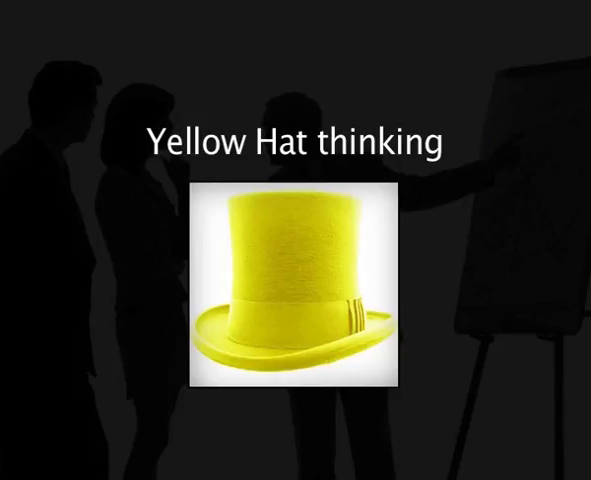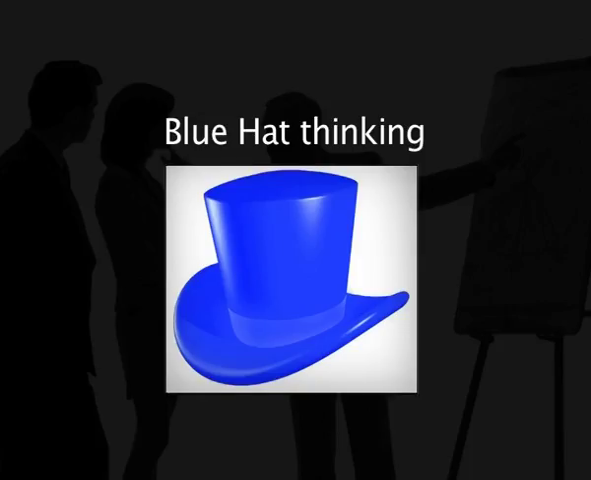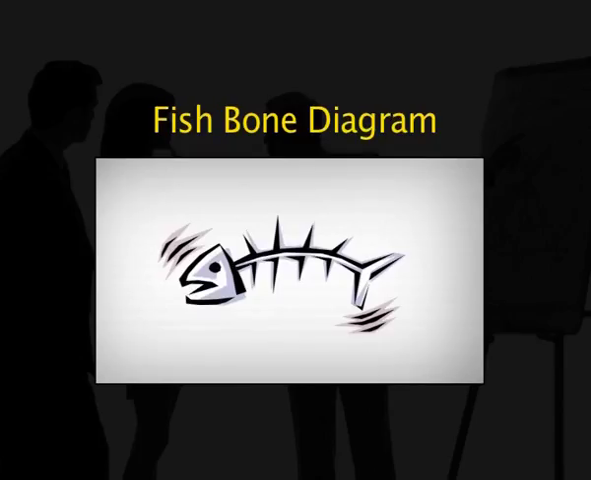Yellow hat thinking. This is the logically positive thinking. Next, green hat thinking. This is the hat of creativity. The next hat, blue hat thinking. This is the overview or process control hat. In technical terms, the blue hat is concerned with metacognition. The next technique is the fishbone diagram.